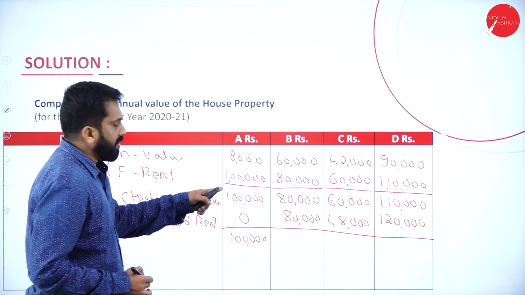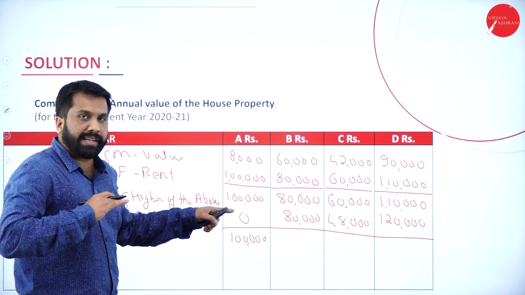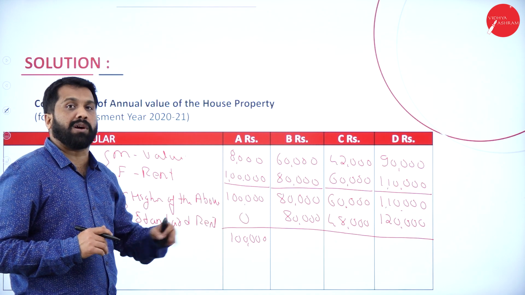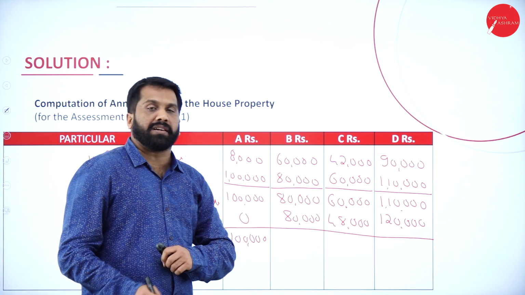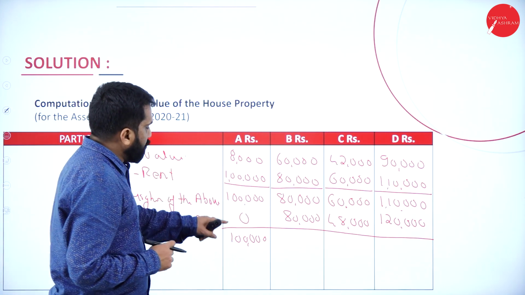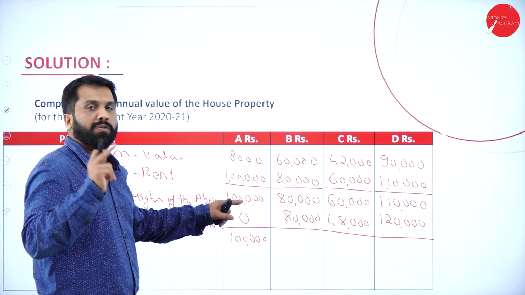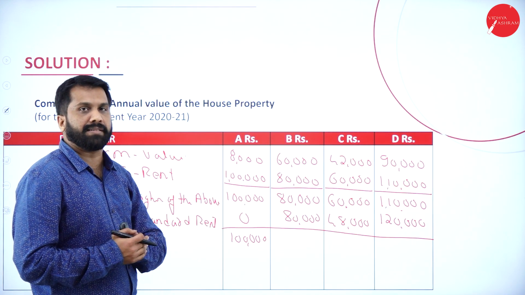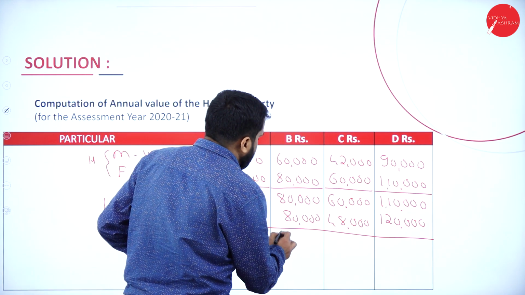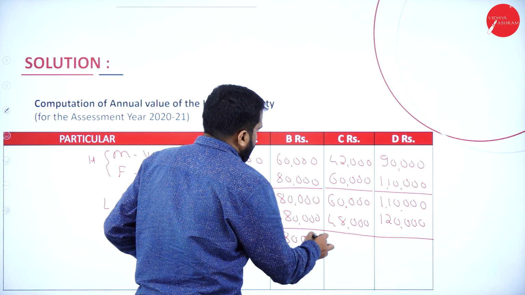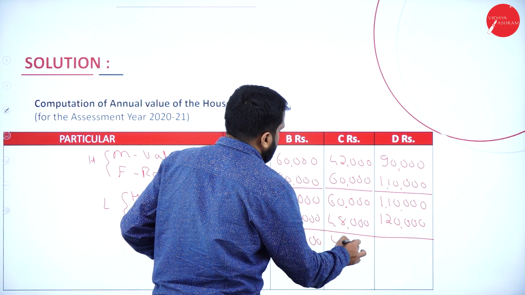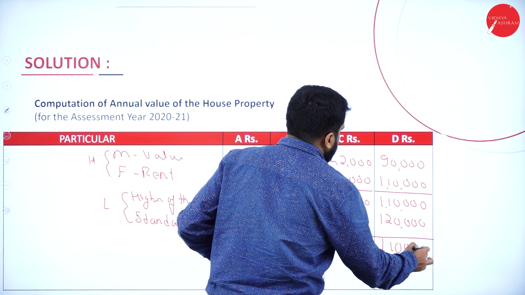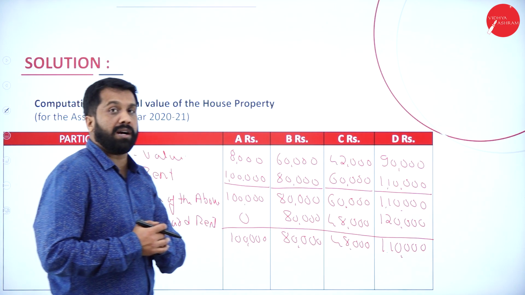Don't compare 0 with 1 lakh, then it will become 0. Never go for 0. If standard rent is not given, then we will not consider. If standard rent is 1 rupee, then 1 rupee or 1 lakh, whichever is less, we'll go for 1 rupee. But if not given, then there is no comparison. Now, 80,000, 80,000 both are same. 48 and 60 will go for 48. This will go for 1,10,000. Any doubt up to this?